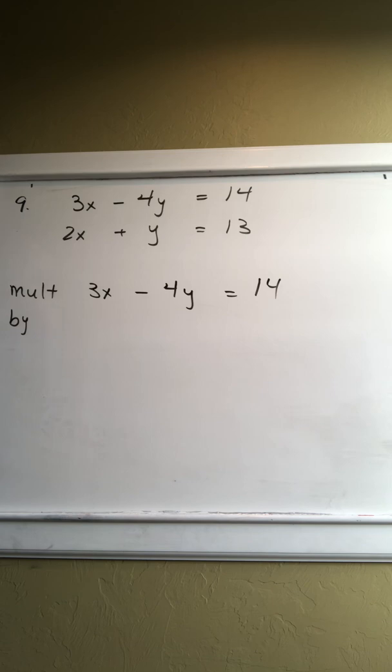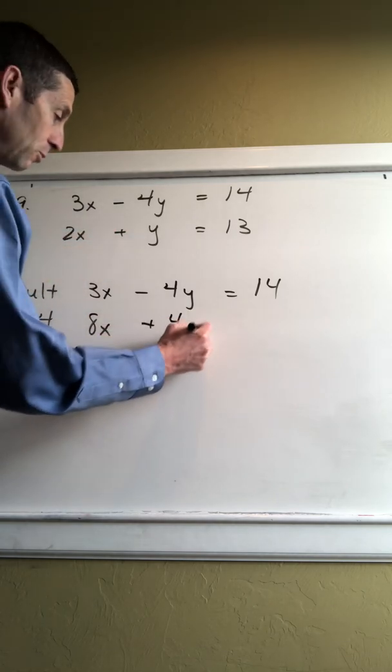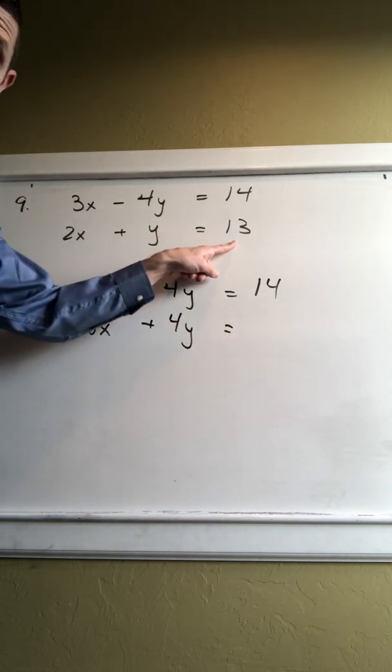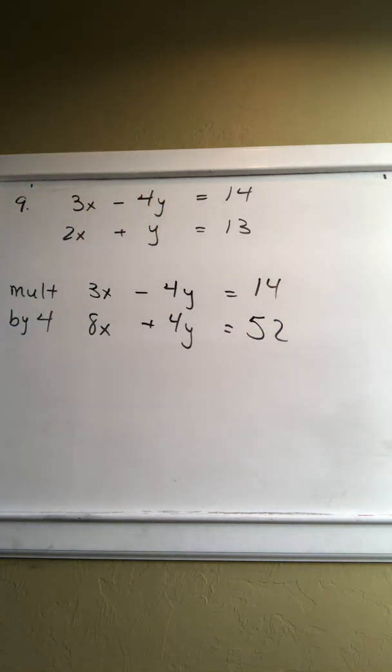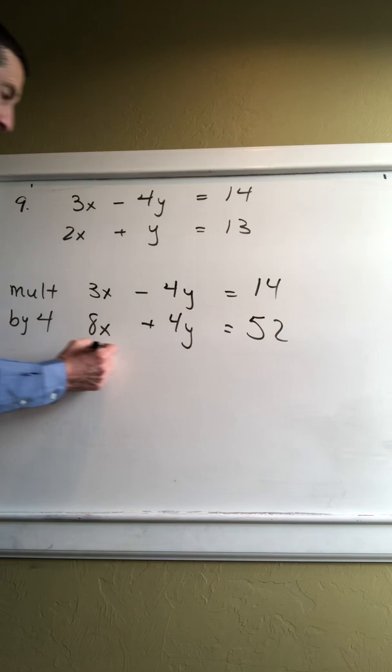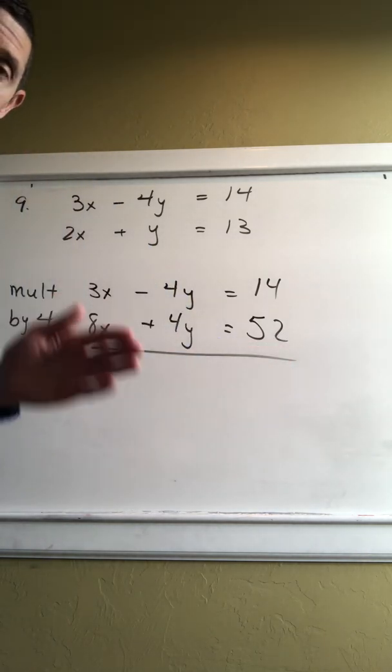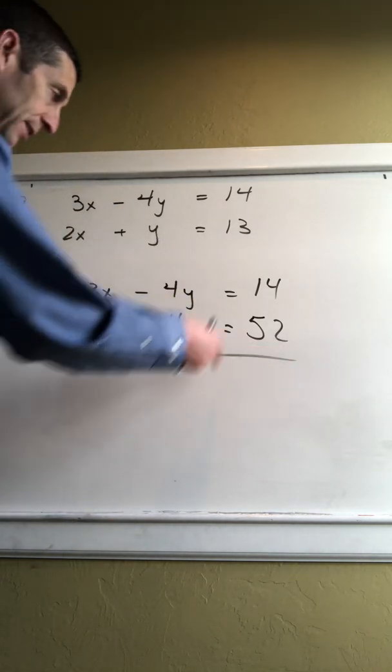But in my bottom row, I'm going to hit it by a positive 4. So I'm taking the bottom row, I'm going to multiply by 4, times 4, times 4, times 4. So this becomes 8x, this becomes 4y, and then you got to do 13 times 4. 13 times 4, 52. All right? So we have what we need. Add it down, add it down, add it down.